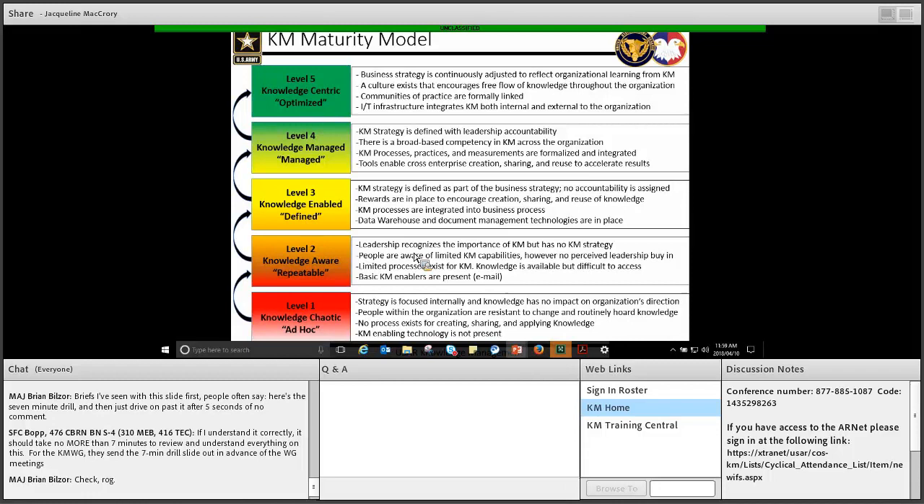At level 4 is where KM starts to have a significant impact. Organizational leadership has defined a KM strategy and KM leadership accountability as well. And there are formal organizations supporting KM throughout the organization. KM processes become integrated into core activities, and tools are used that further the knowledge sharing continuity and knowledge sharing efficiency. Level 5 is that ultimate goal that we talked about, where we're constantly involved in learning and innovating.